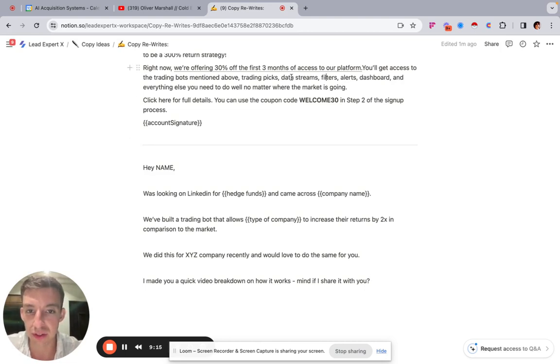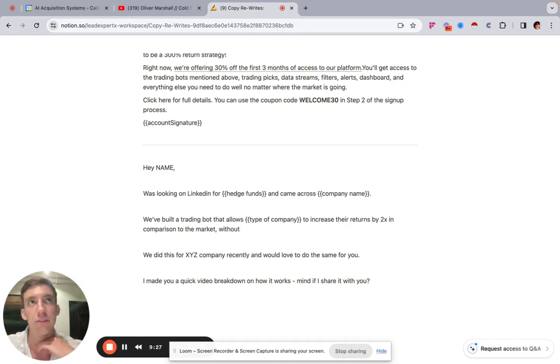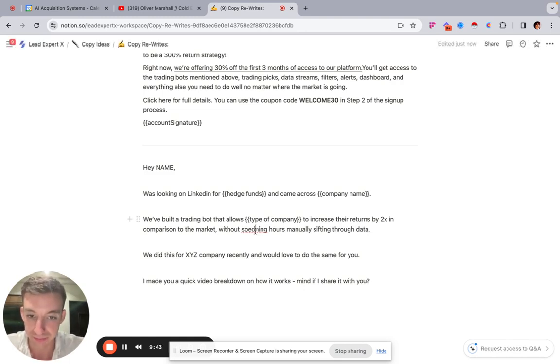So all this stuff, filters, data streams, if I knew more about this market, we could say we've got a trading bot that allows this type of company to increase their returns by 2x in comparison to the market, without, obviously I don't know anything about this particular market, but without spending hours manually sifting through data. Something like that, right?